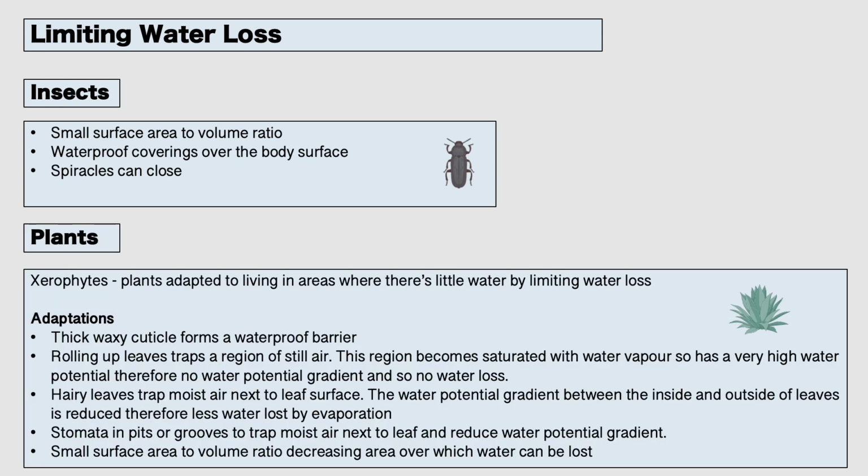Certain plants are called xerophytes, which means they're adapted to living in areas where there's little water by limiting water loss. They may have a thick waxy cuticle that forms a waterproof barrier, or they may roll up their leaves, which traps a region of still air. This region becomes saturated with water vapour, so has a very high water potential, so there's no water potential gradient, and so no water loss.